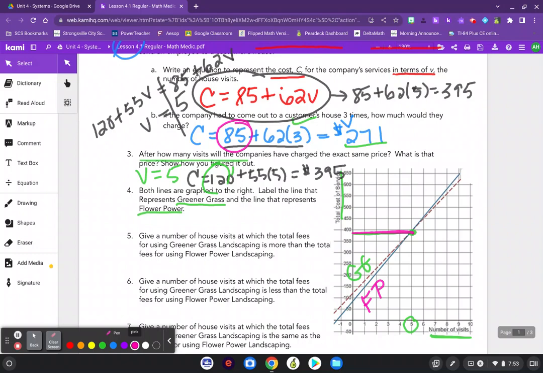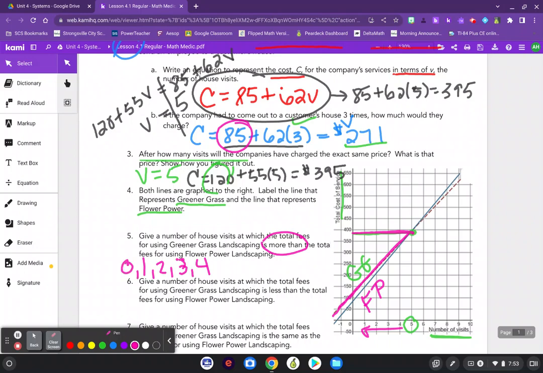Give a number of house visits at which the total fees for using Greener Grass Landscaping is more than the total fees for using Flower Power. And so because the Greener Grass line is above the Flower Power line for values that are less than 5, it just says give a number. So I could have 1 house visit, 2 house visits, 3 house visits, 4 house visits. I really could have 0. I could just have them out to consult.